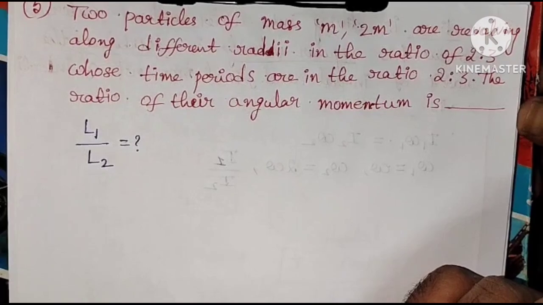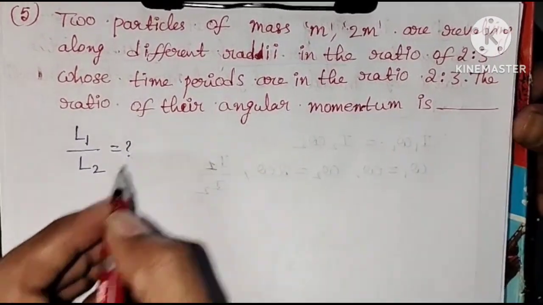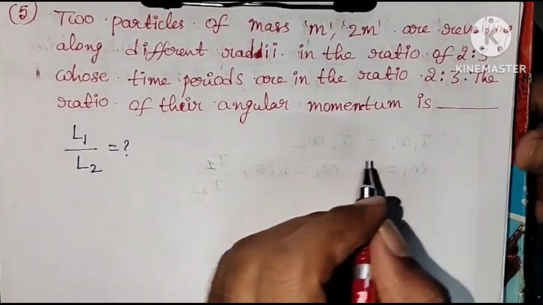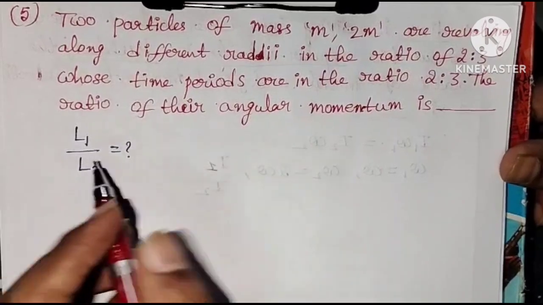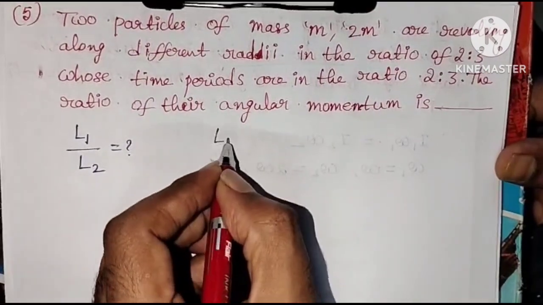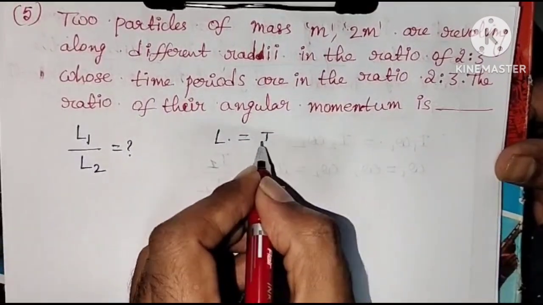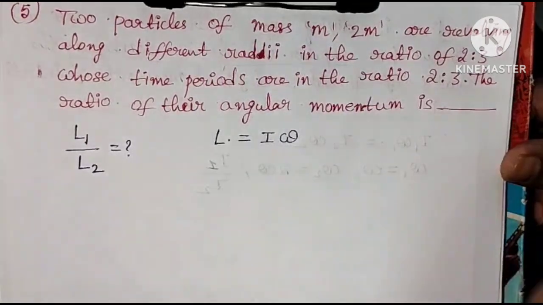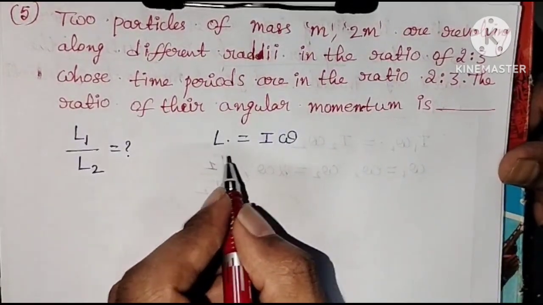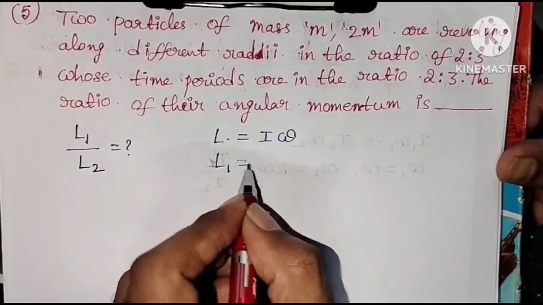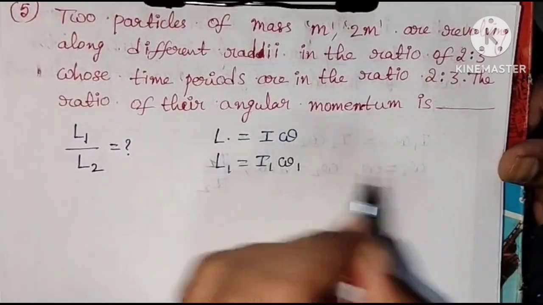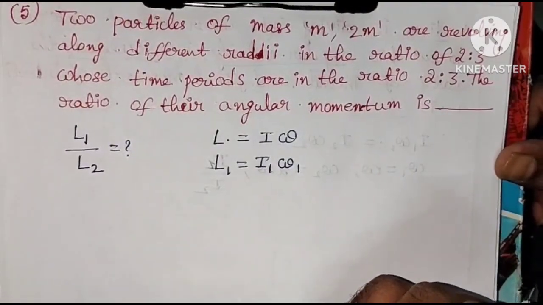L1 by L2. So here we have to apply the concept of the law of conservation of angular momentum. We know the angular momentum formula: L is equal to I omega. So L1 is equal to what? I1 omega 1.